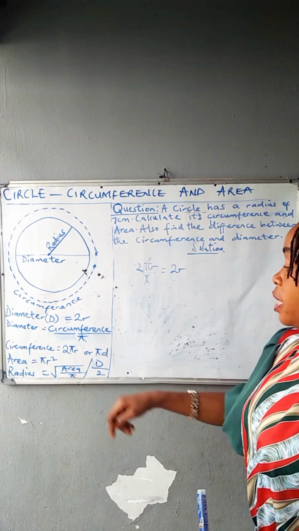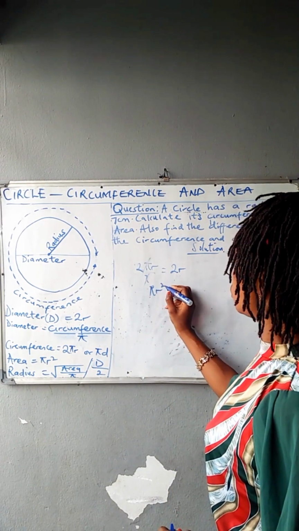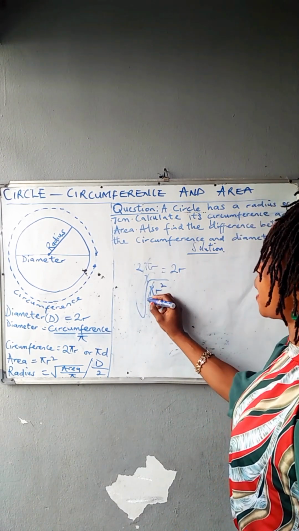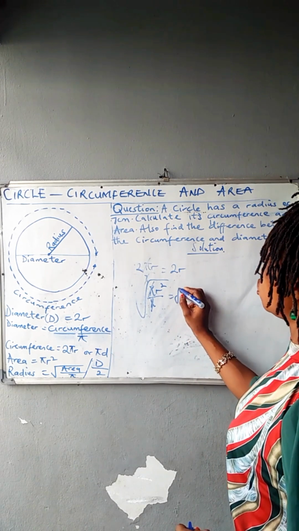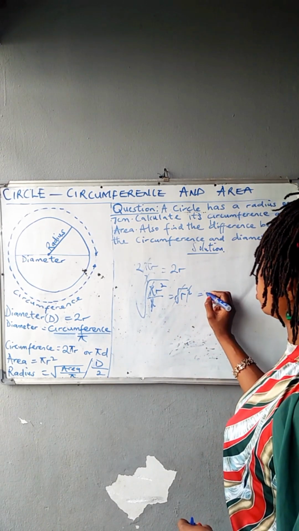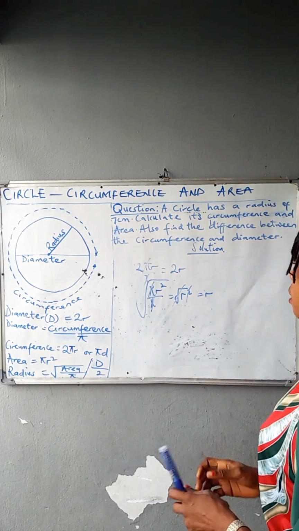Or if you are given the area, all over pi. Area is pi r square, all over pi, with a square root. So when you cancel out pi and pi, you have r square, which will give you square root of r square. Square will cancel square root, which will give you r. So if you are given the area, you can also calculate the radius from the area.